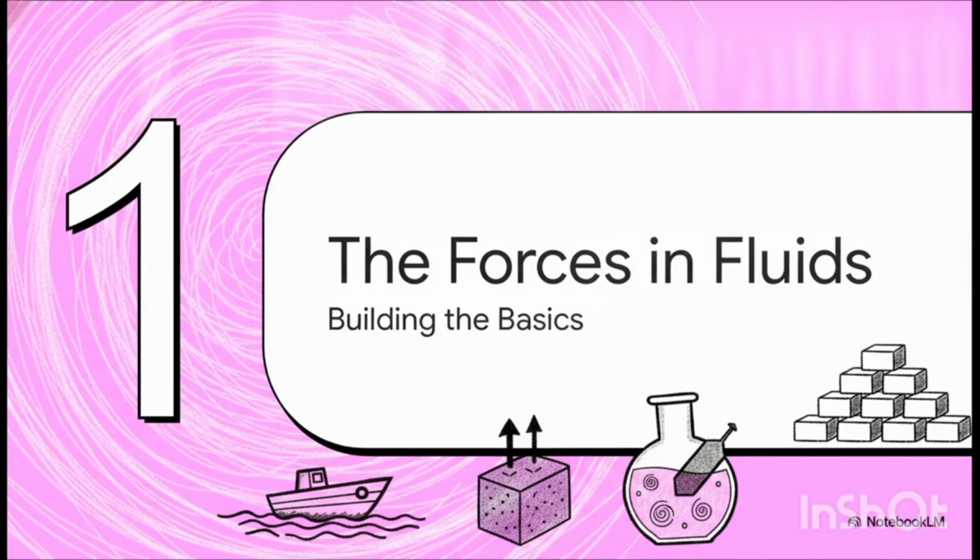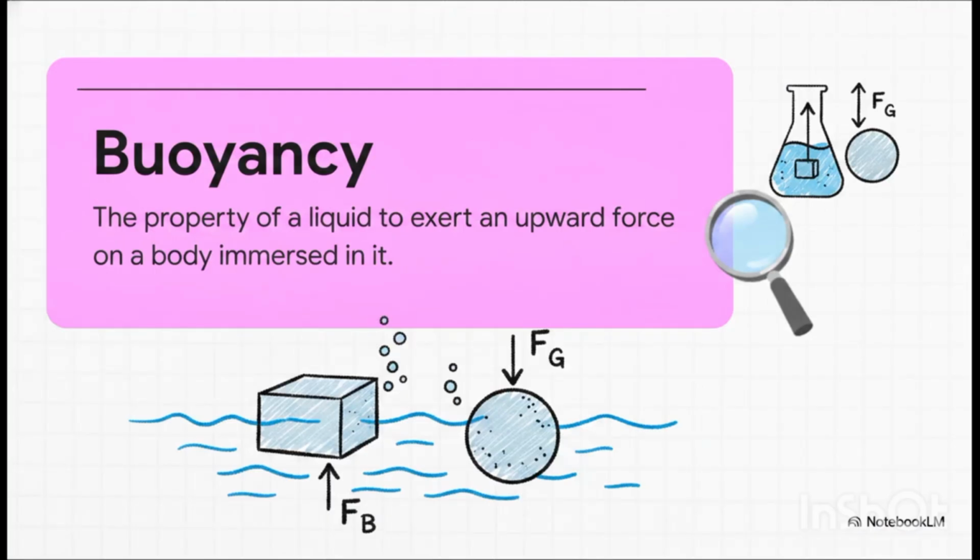Okay, let's kick things off with Section 1, the forces in fluids. So, what exactly is buoyancy? Well, it's basically the property of a liquid to exert an upward force on any body immersed in it. And that specific upward push, we call it upthrust, denoted as F sub B, for buoyant force. The big takeaway here is that the split second an object enters a fluid, whether that's water, oil, or honestly, even a gas like the air around us, it instantly hits this invisible upward push. It's constantly fighting against gravity.